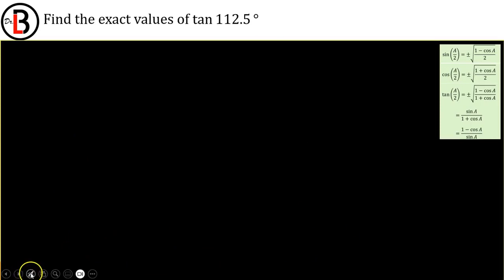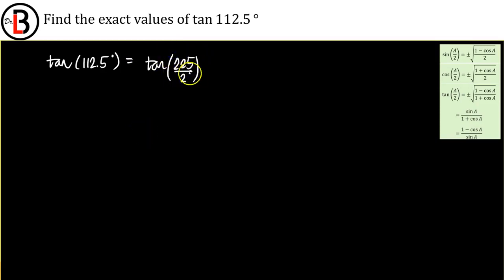For tangent of 112.5, we can say that tangent of 112.5 degrees is basically tangent of 225 divided by 2. We know that 112.5 is greater than 90 degrees, so this one is in the second quadrant. And tangent in the second quadrant is negative. So please do take note of that.